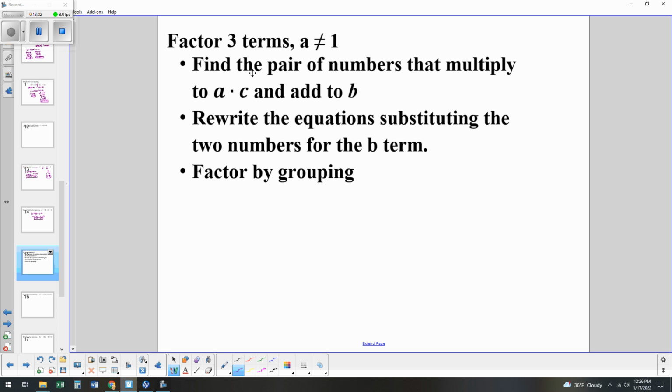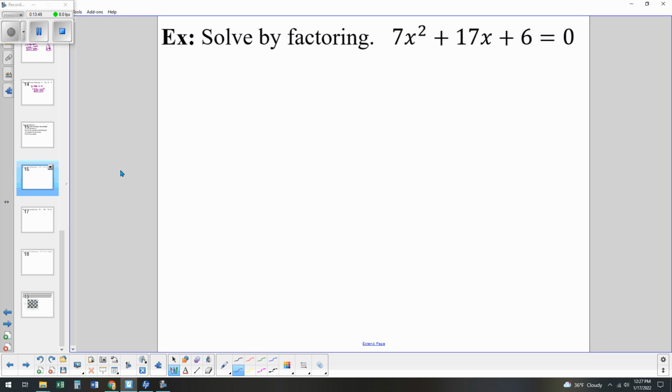If you recall, there were 3 terms. If the a was not 1, we first had to do a times c. And after we found that number, we found the numbers that added to b. We rewrote the equation, substituting those 2 numbers for the b term, and then we factored it by grouping. So the same thing is going to happen here. So I see that I have 7x squared plus 17x plus 6 equals 0, so it's already equal to 0. So we're going to take a and c, 7 times 6, and we get 42. So I'm looking for what multiplies to 42 and adds to 17. Right? It's a positive number we're multiplying to, a positive number we're adding to, so we're only looking at positives.